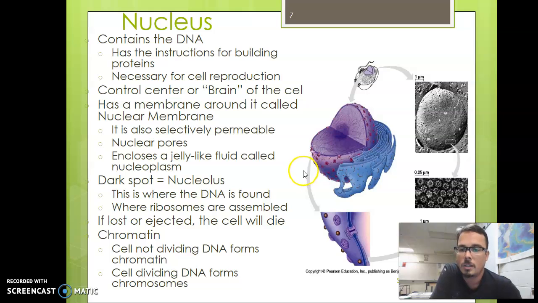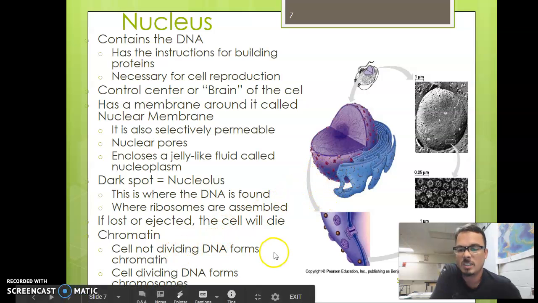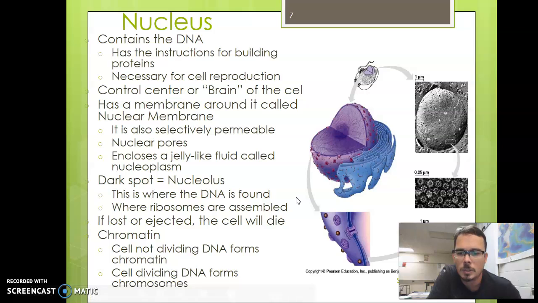Chromatin also is found when the cell is not dividing. Chromatin is a conglomerate of pretty much DNA, and so when the cell is dividing, the DNA forms these chromosomes from the chromatin.